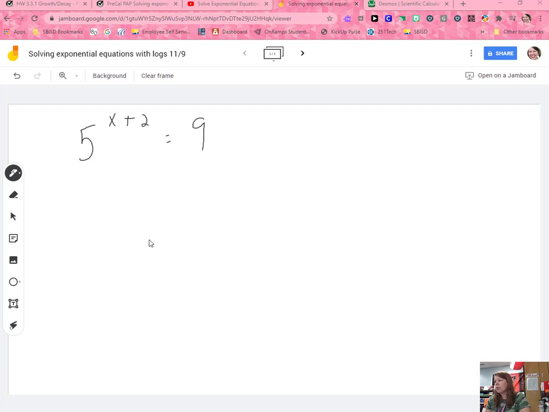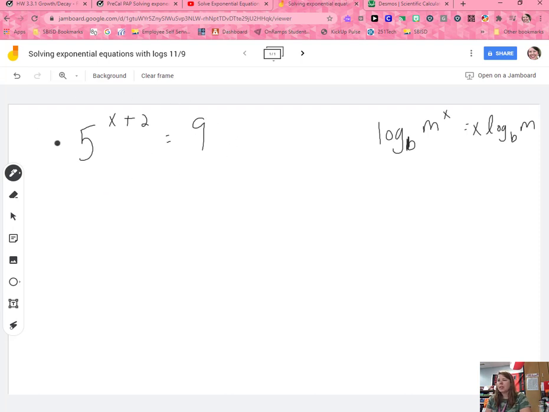Because we have this rule, log base b of m to the x power is equal to x times log base b of m. That exponent comes down in front. We can use that property here to get this exponent down in front, and we're able to solve.